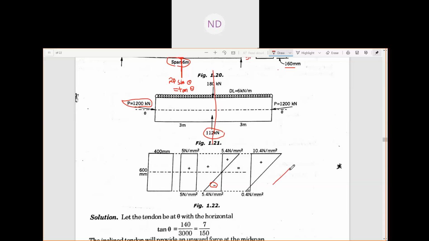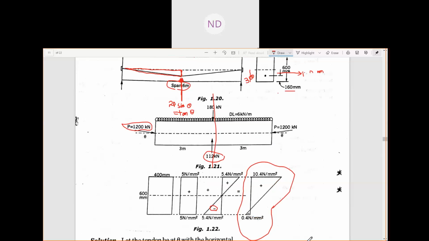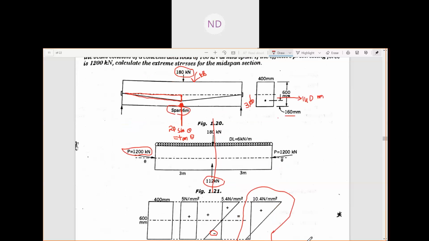Okay, so this is your final stress diagram, and the values of the stresses acting are mentioned here in the figure of the stress diagram. So this was how your bent tendon can resist some of the loads and counterbalance them, leaving over a small amount of load instead of 180 here in this case. So this was a simple bent tendon, how to solve it.